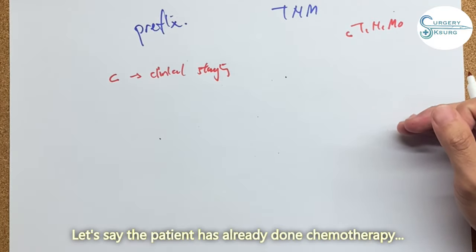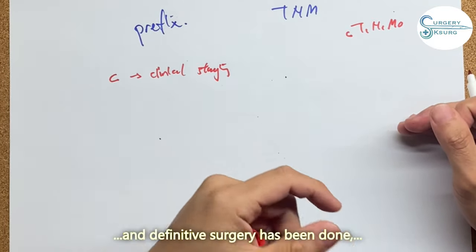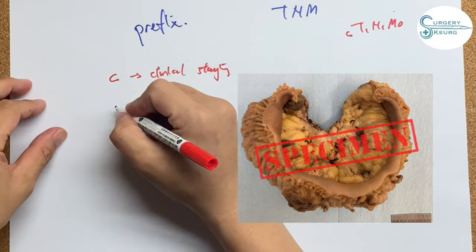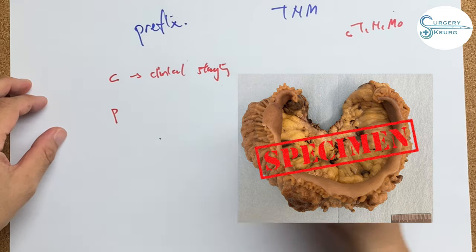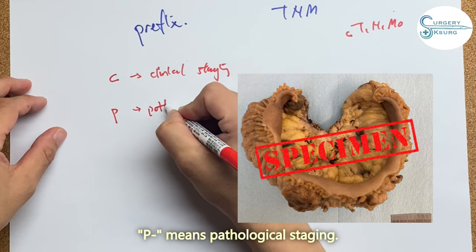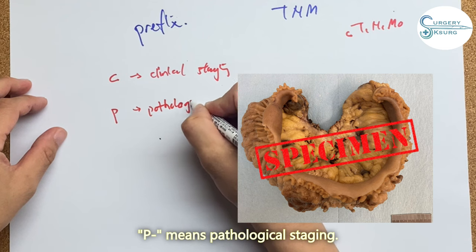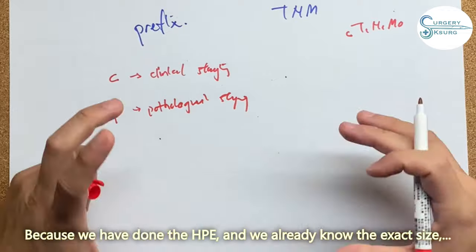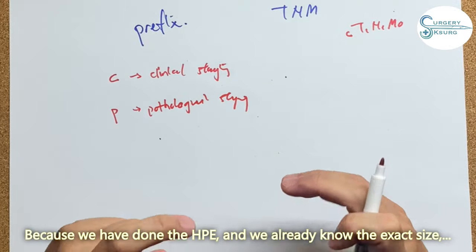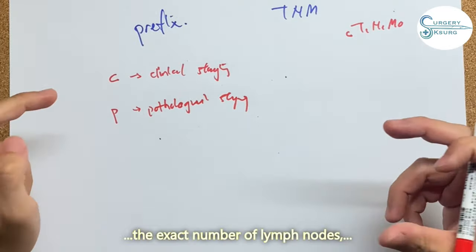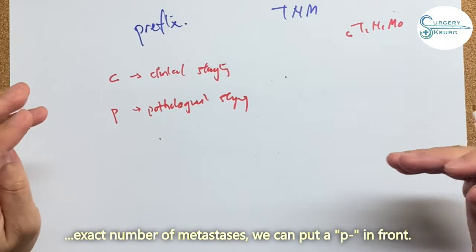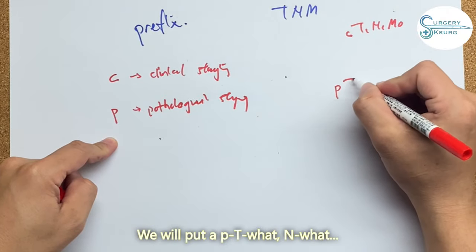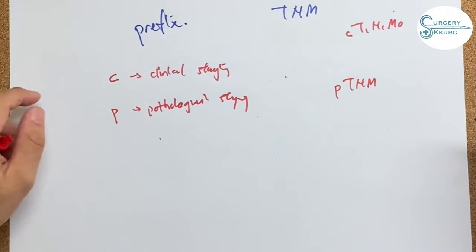Let's say the patient has already done chemotherapy and definitive surgery has been done and the HPE is out, we can give a P staging. P means a pathological staging, because we have already done an HPE, we already know the exact size, the exact number of lymph nodes, the exact number of the metastases. We can put a P in front.